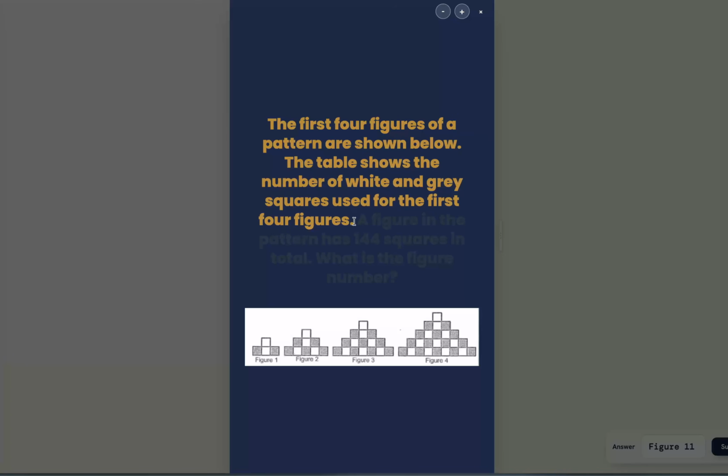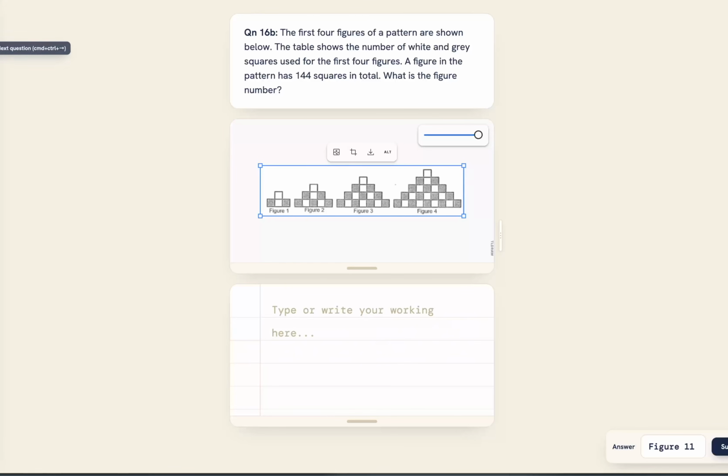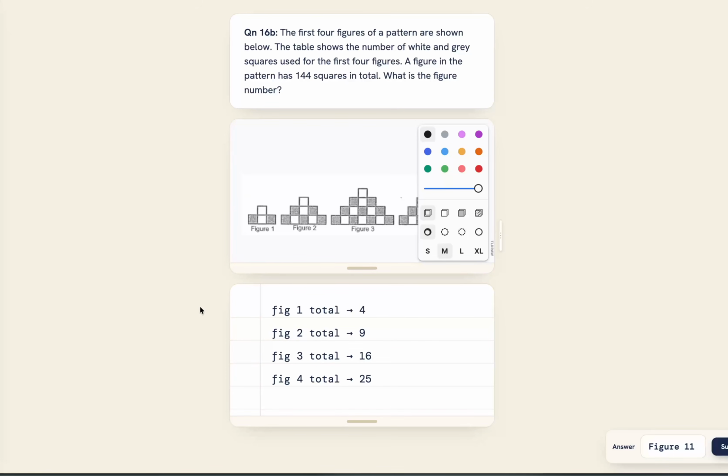Okay, for question 16b, the first four figures of the pattern are shown below. The table shows the number of white and gray squares. What is the figure number if there are 144 squares? I see over here. Okay, so in this case, this is a bit hard to see, but essentially, if you have done this kind of question before, it is a number times number concept, meaning 2 times 2 equal to 4. And this will be 3 times 3, which is equal to 9. Then this you can guess 4 times 4 equal to 16, and then 5 times 5 is equal to 25.